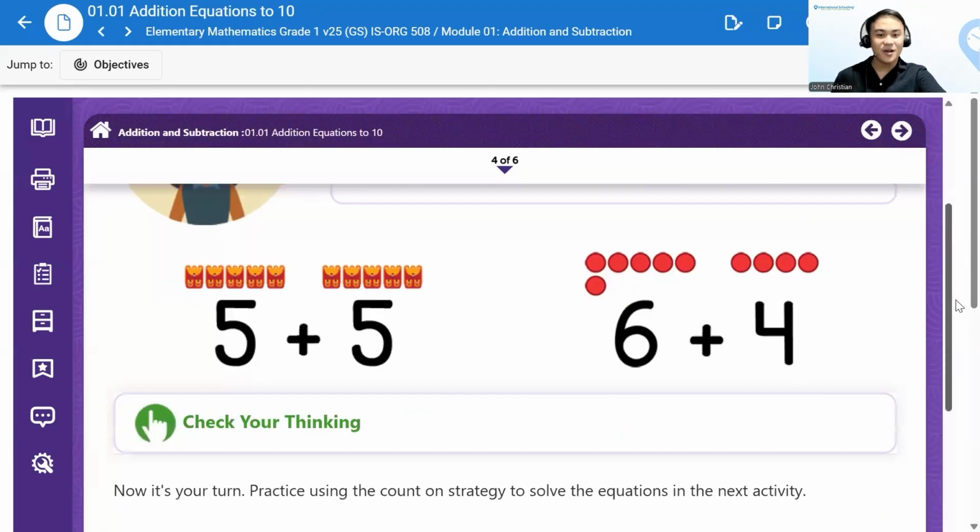So these are examples of an expression. 5 plus 5. There's no equal sign. That means this is an expression. Another example of an expression is 6 plus 4. It doesn't have an equal sign. That's why it is an expression. How about 1 plus 1 equals? Do you think that's an expression? Very good. That is not an expression because remember, in order for us to consider that it is an expression, it does not have an equal sign.